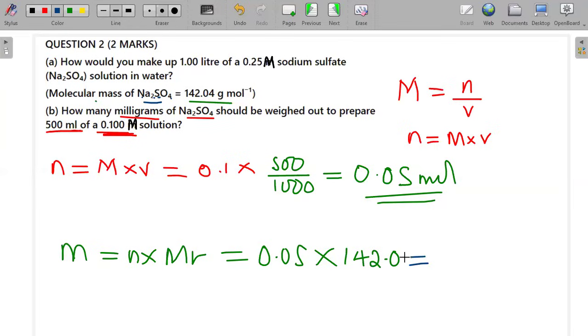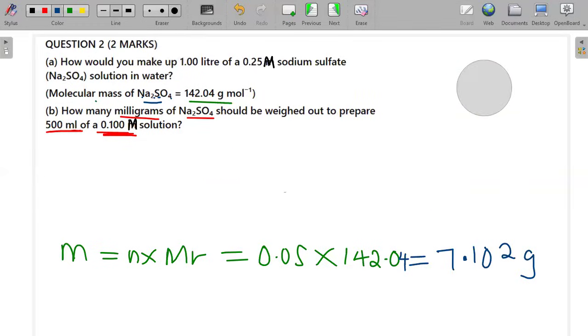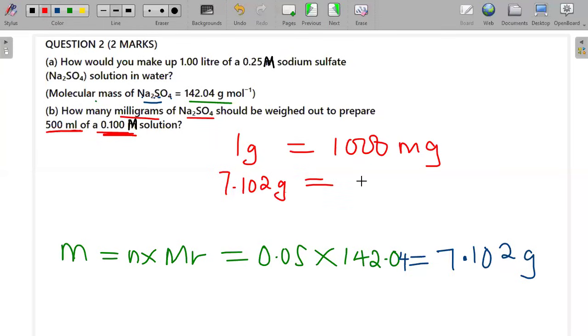All right, so we can multiply these things here. What are we going to get? So the mass that I'm getting is 7.102, and this is grams. Okay, this is grams here. So the question said how many milligrams? So I have to convert the grams to what? To milligrams. Okay, so how do we convert the grams to the milligrams? Okay, so I know that 1 gram is equal to 1000 milligrams. So what about 7.102 grams? It will be equal to what?